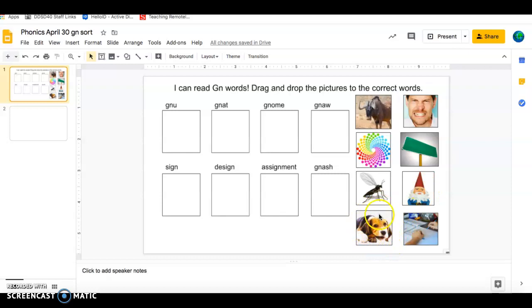This is a picture of a dog gnawing on his bone. So the word is gnaw. This is a picture of someone doing an assignment. So let's go over the words, my turn, your turn.